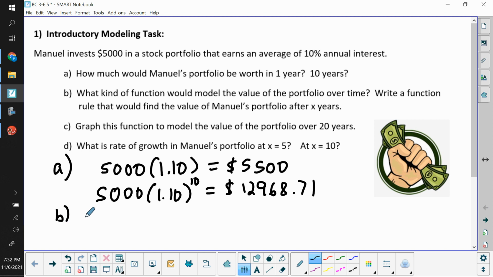I heard a couple people off to the left side say an exponential function. That's exactly right. So if we wanted to write a function to represent this, we could do something like y equals 5,000 times 1.10 to the x, where x is representing our time in years and y is representing the value of the portfolio. And I guess I never wrote it down here, but we had exponential for the first part.